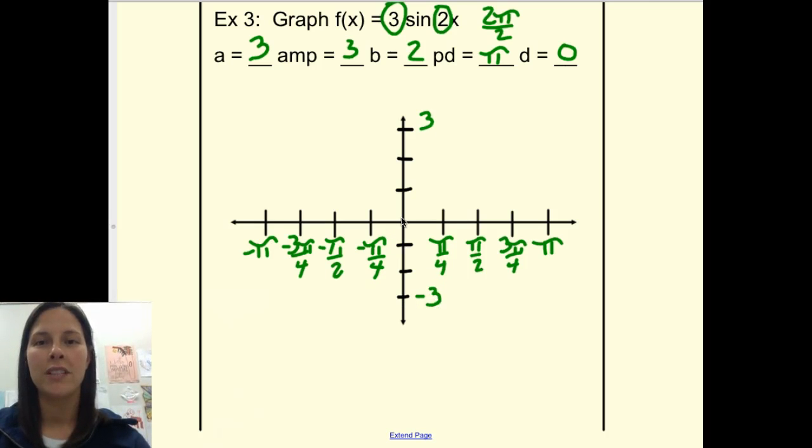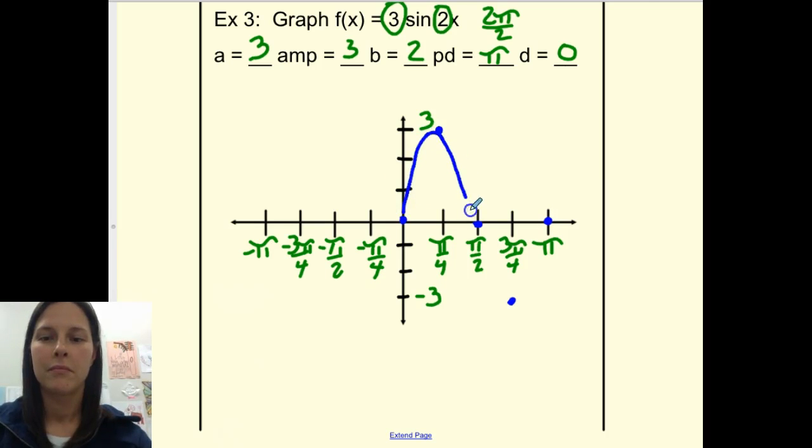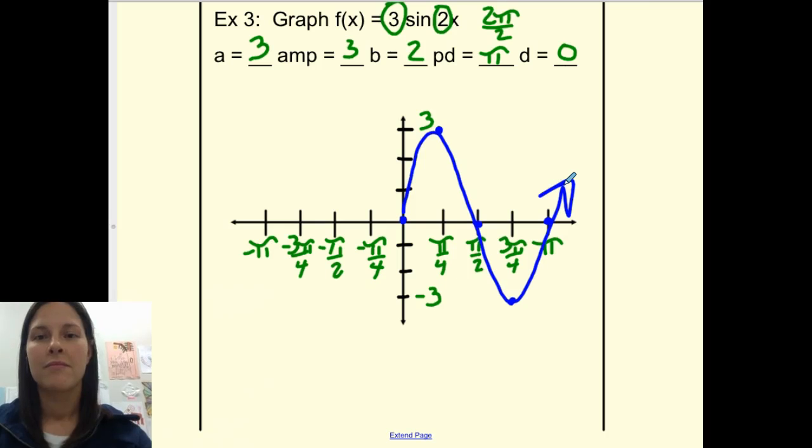Finally, we'll put the graph all together. Sine starts at 0, and then it goes up to its maximum, back to 0, down to its minimum, back to 0. Off to the left, it does the opposite. It goes down to its minimum first, back to 0, up to its maximum, and back to 0.